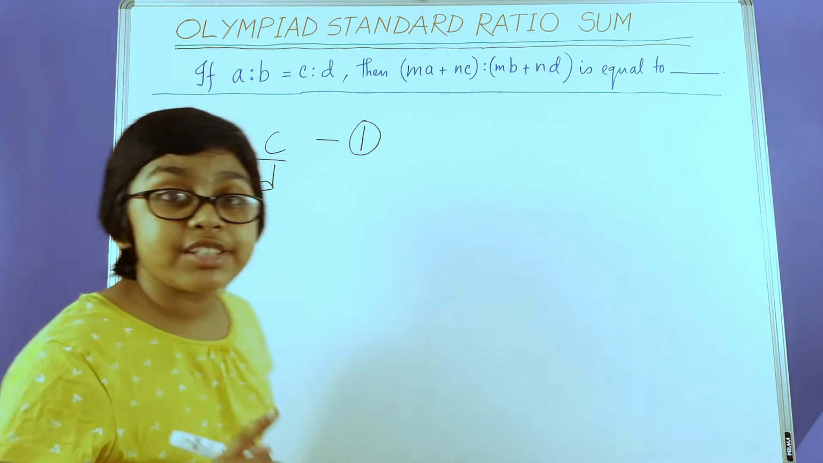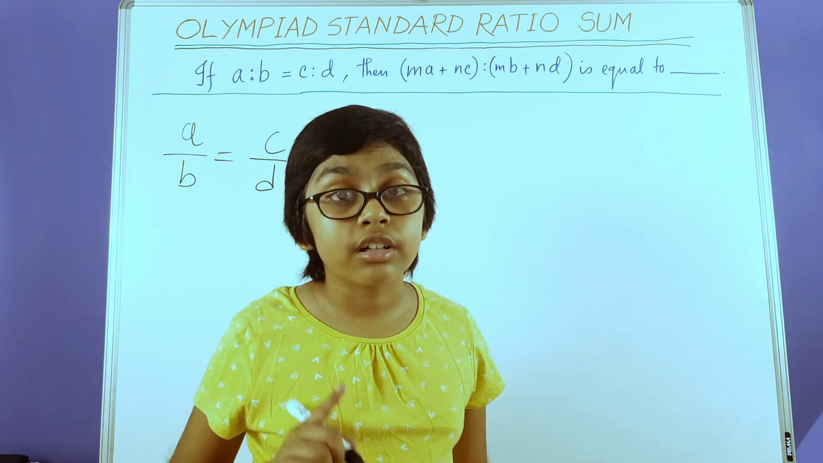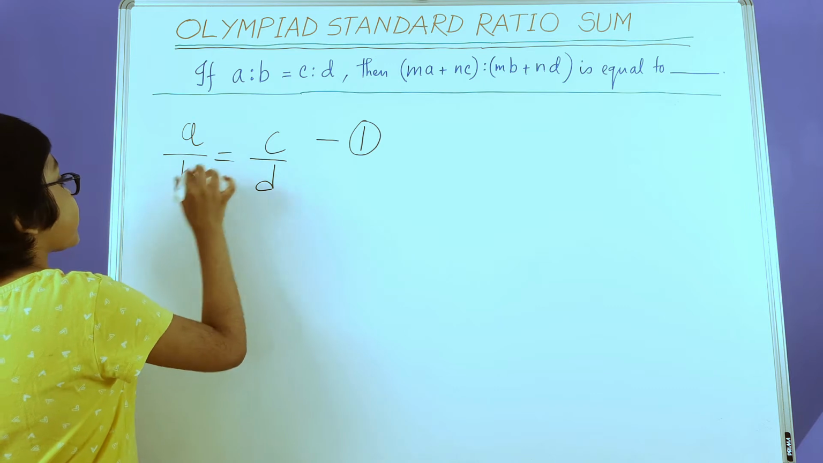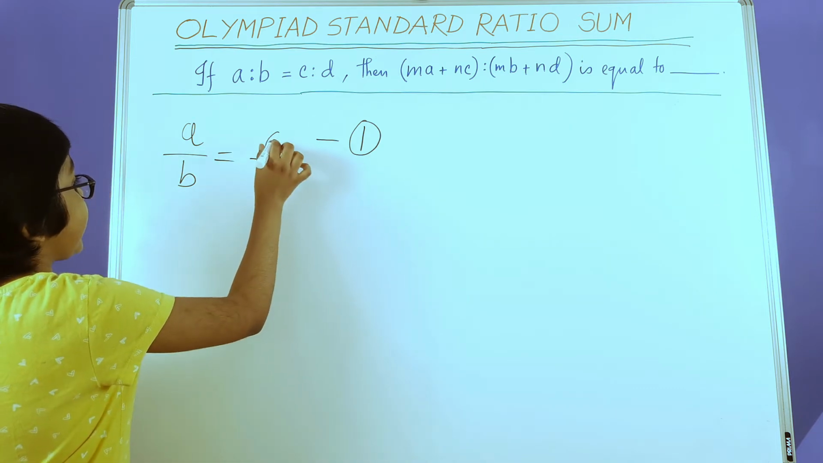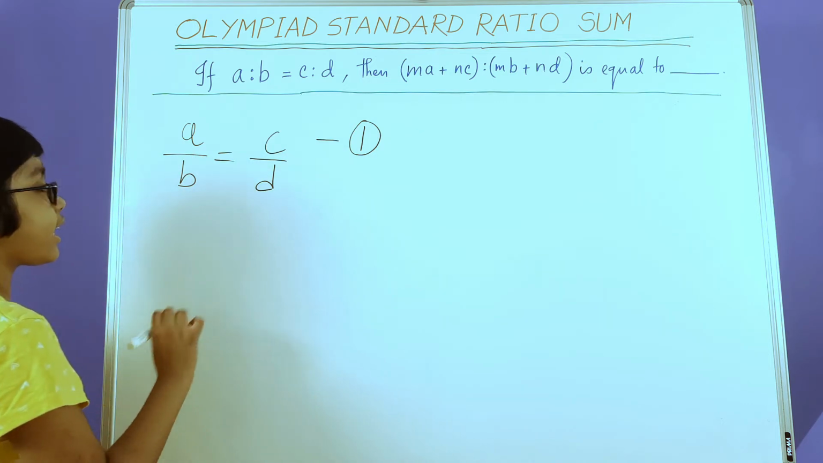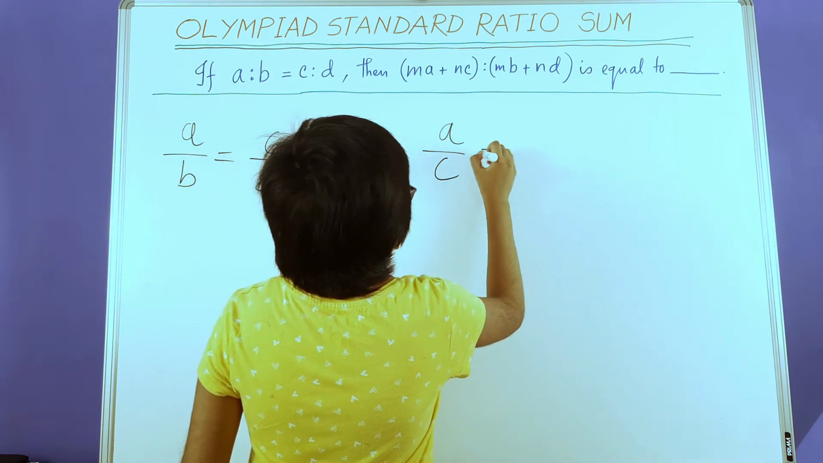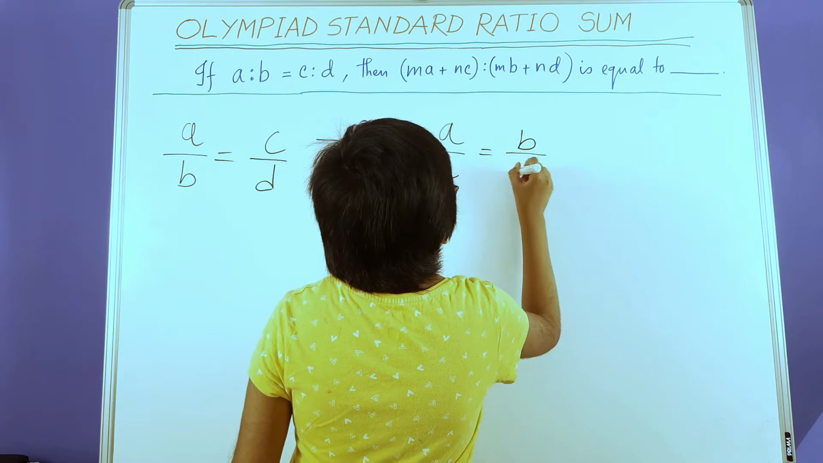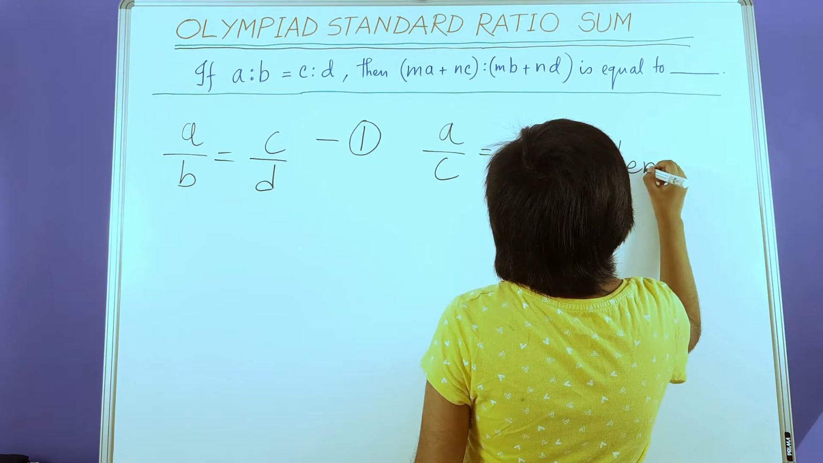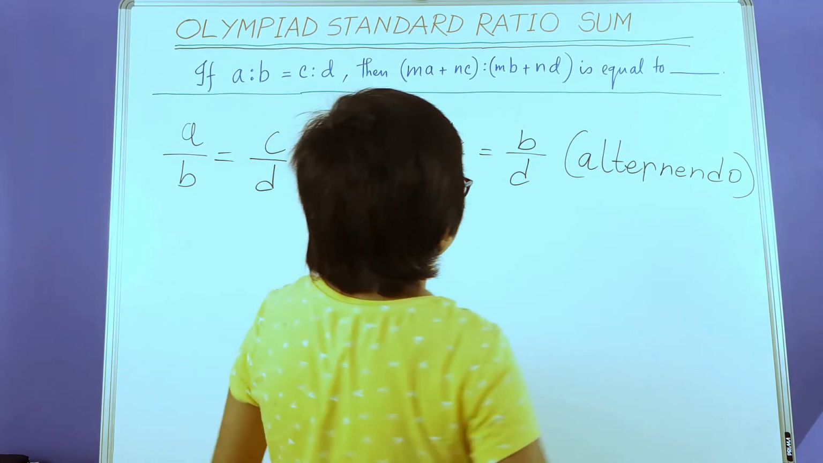Now I'm going to do my first trick over here. That is an alternando. The trick is called an alternando. Here we have to take the denominator of the first fraction as the denominator of the second fraction, and the numerator of the second fraction goes as the denominator of the first fraction. I think that made you a bit confused. I'm writing it down. A by C equal to B by D. And this is an alternando. This was my first trick. There are more to come up.